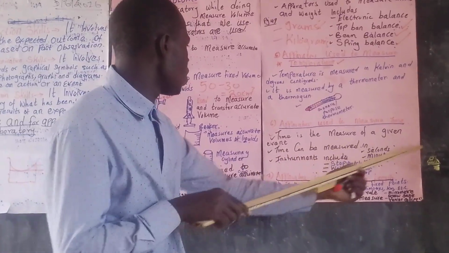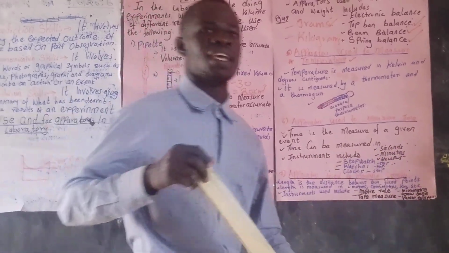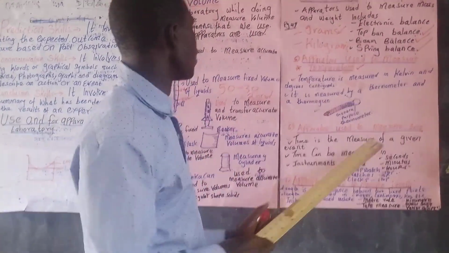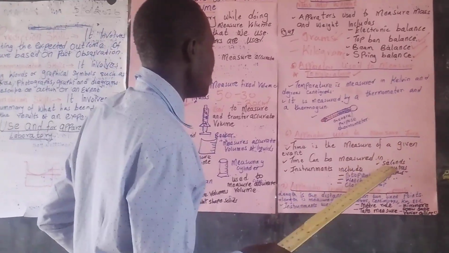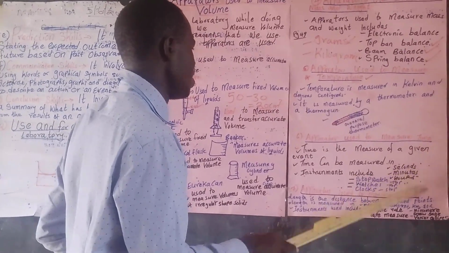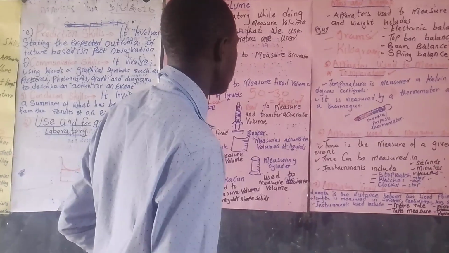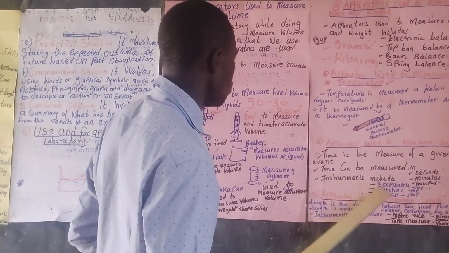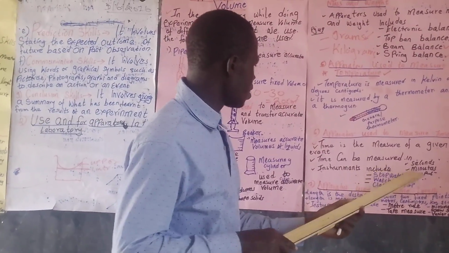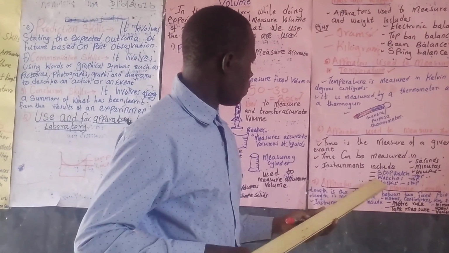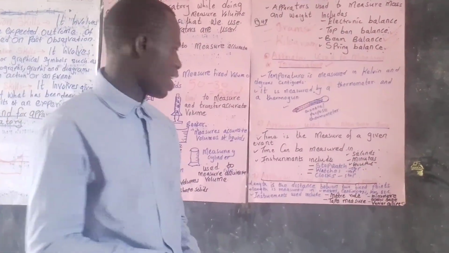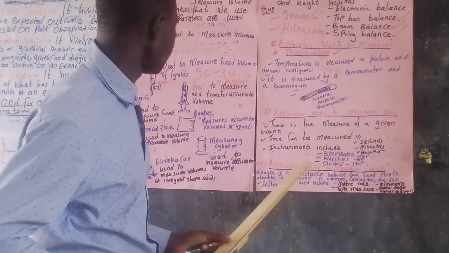Time can be measured in seconds, minutes, hours, days, weeks, months, years, and so on. So let us know how to measure time. Remember, the SI unit of time is seconds. These are other units that we can use. Apparatus used here include the stopwatch, watches, stop clocks, and so on. So let us know the apparatus that are used to measure time.